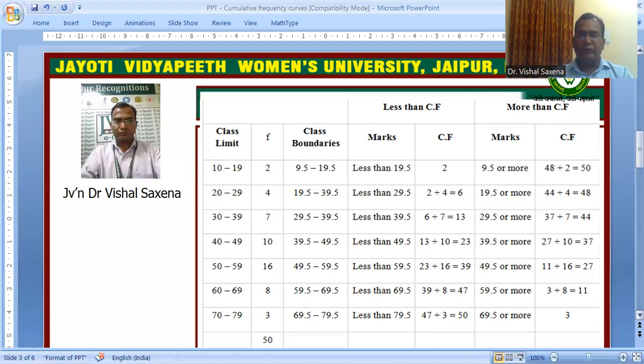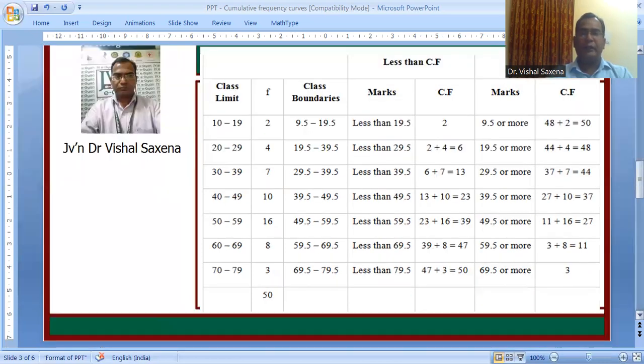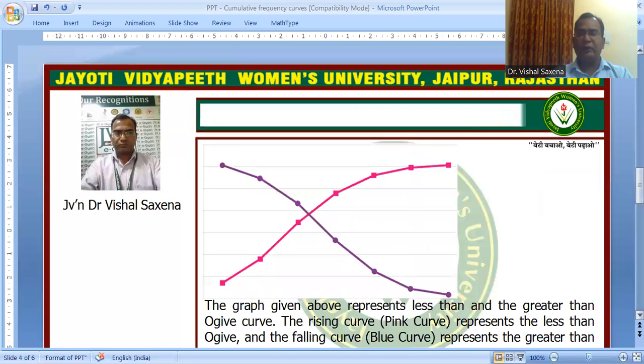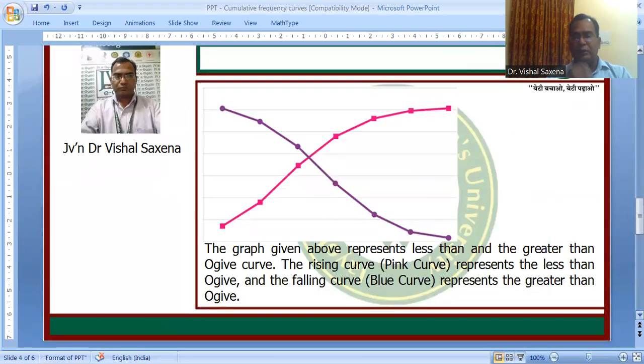Now, the more than cumulative frequency for 29.5 or more. How can we make it here? 7 plus 10 plus 16 plus 8 plus 3, and this becomes 44. In this way, all the cumulative frequencies for the more than and the less than can be made. These are known as the less than cumulative frequency and the more than cumulative frequency. In the next part, we will understand how we can make the curves.